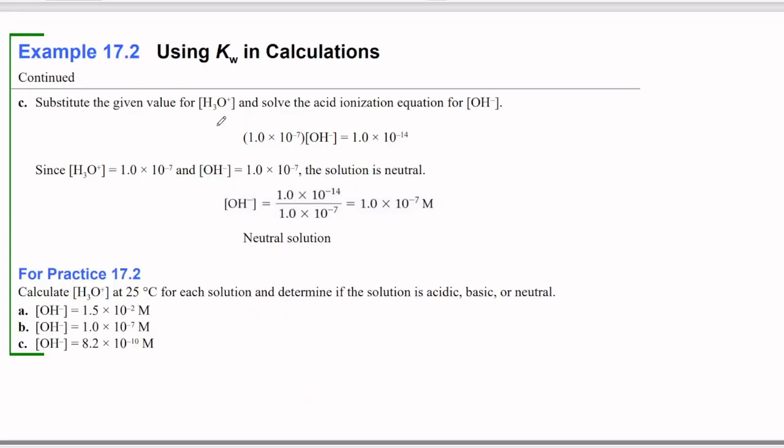For C, we're going to plug in our hydronium ion concentration, which is 1 times 10 to minus 7, and solve for the hydroxide ion concentration. 1 times 10 to minus 14, which is our Kw, divided by 1 times 10 to minus 7 gives us 1 times 10 to minus 7. That indicates that we have a neutral solution for C.